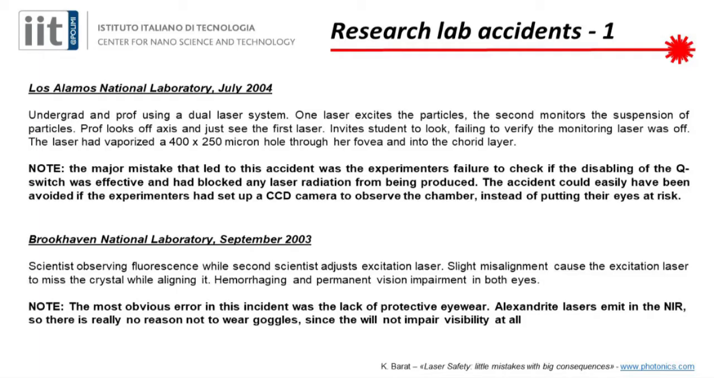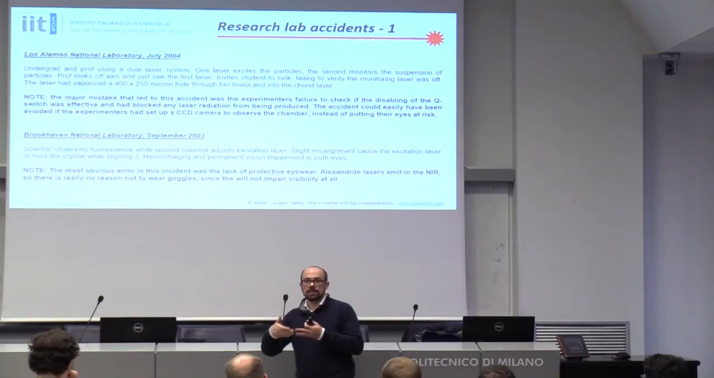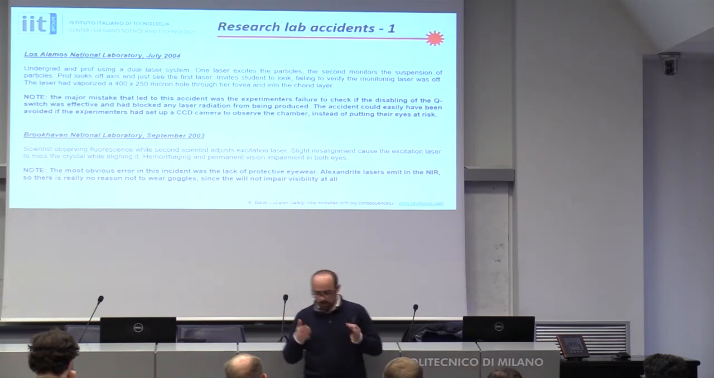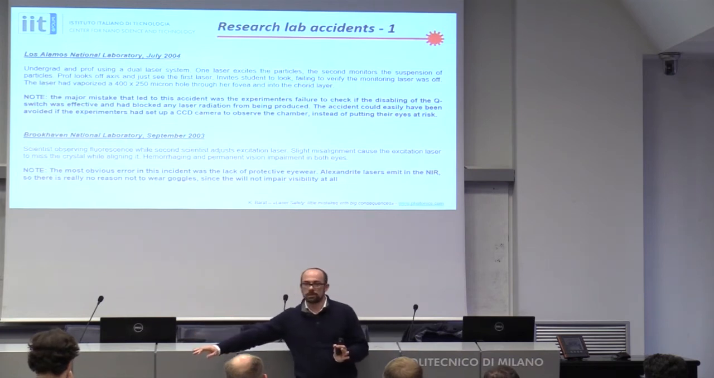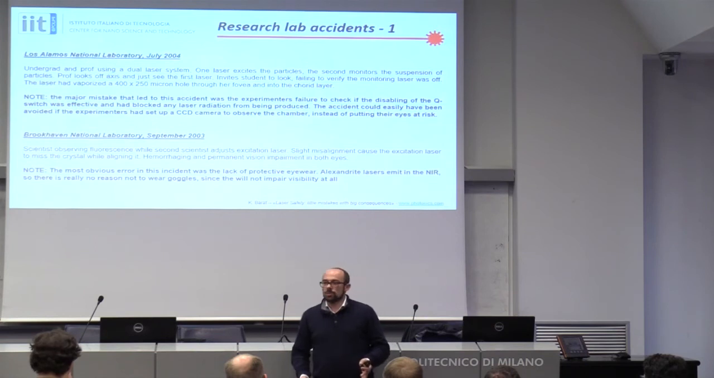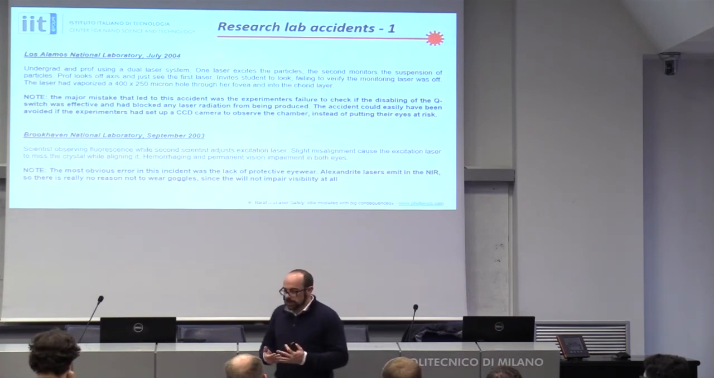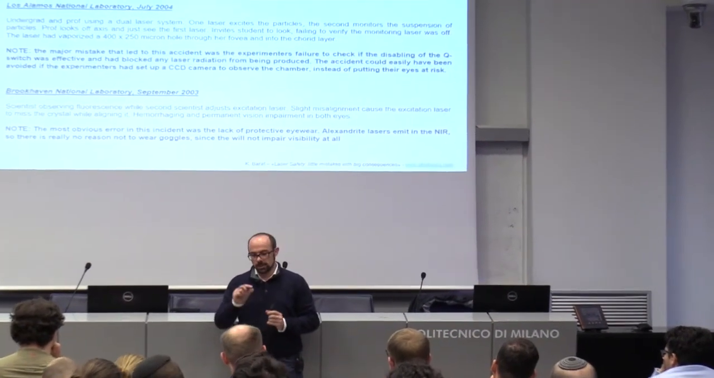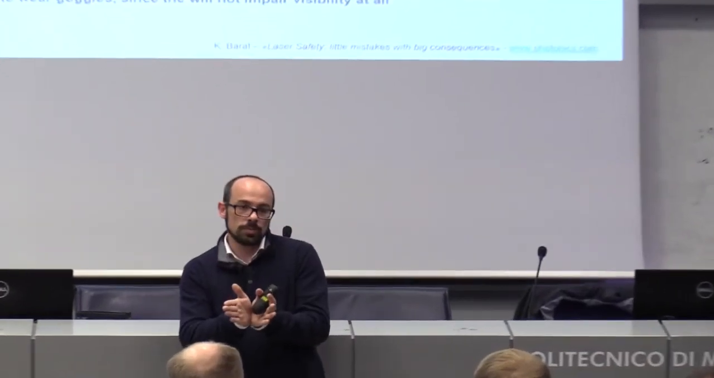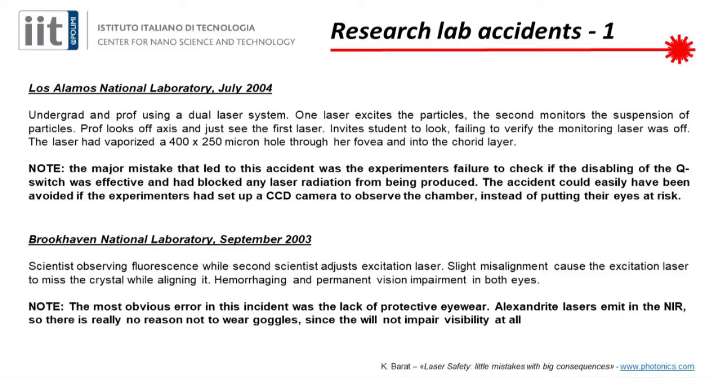Second accident: there was this guy observing fluorescence while a second scientist was adjusting the setup. This is also common. There's a guy observing what happens and telling the other guy, move left, move right, okay? And this is one of the most dangerous things, because in optical setups you often have quite some meters of optical path, and just a slight difference in the angle or in the position can become a huge distance after some meters, okay? So the guy moved it, and unfortunately the other guy had hemorrhaging and permanent vision impairments in both his eyes.